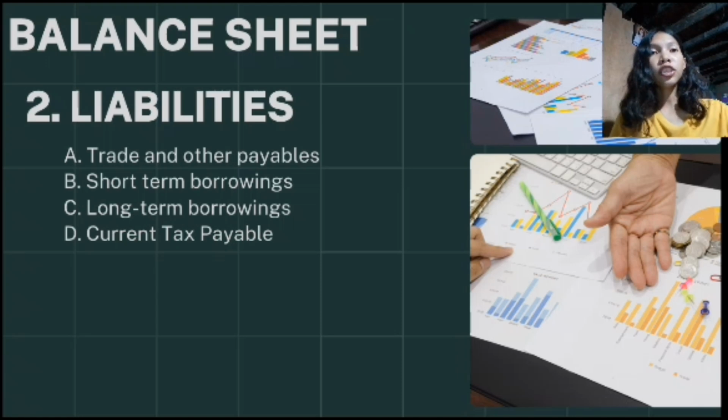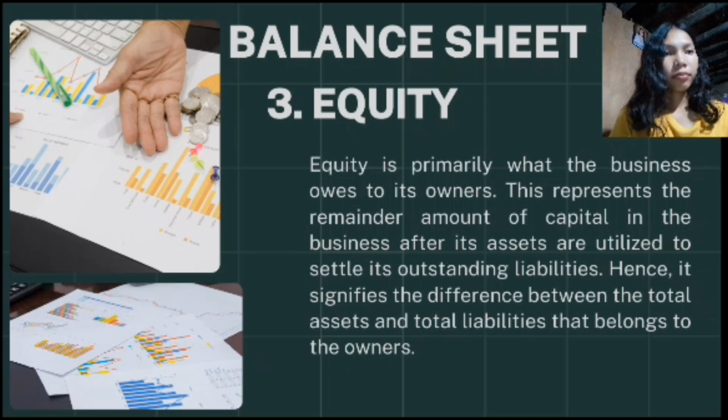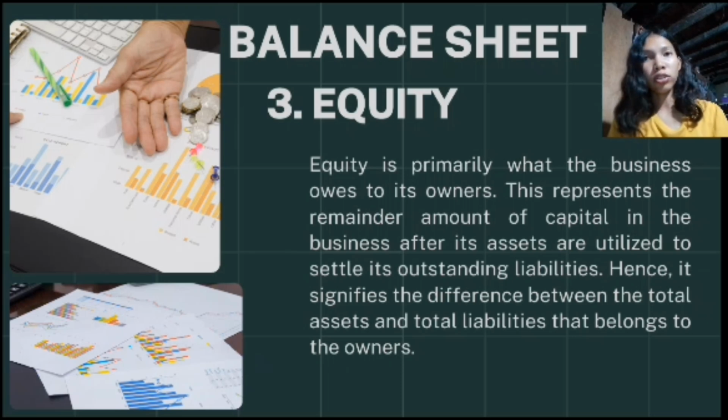So the last under the balance sheet is the equity. So equity is primarily what the business owes to its owners. So this represents the remainder amount of capital in the business after its assets are utilized to settle its outstanding liabilities. Hence, it signifies the difference between the total assets and total liabilities that belongs to the owners.